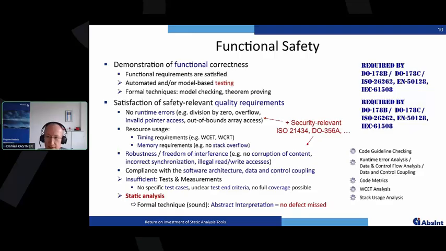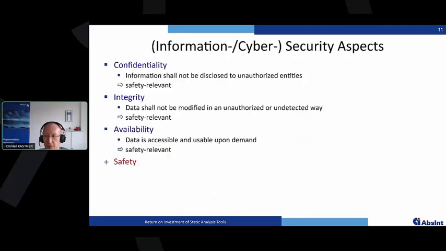Okay, let's take a brief look into cybersecurity again. So if you take the classical definition of cybersecurity or security, it means you have to observe the CIA principle: confidentiality, integrity, availability. And when you look close at this, you can see that, well, if you have a safety system, all of these aspects are also safety relevant.